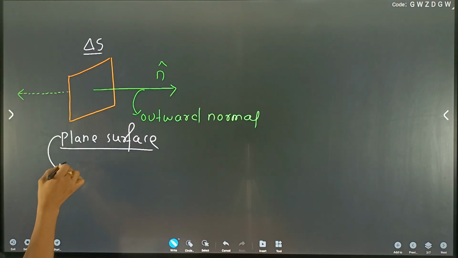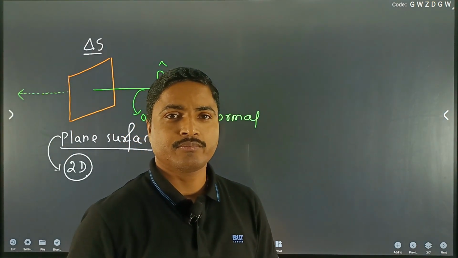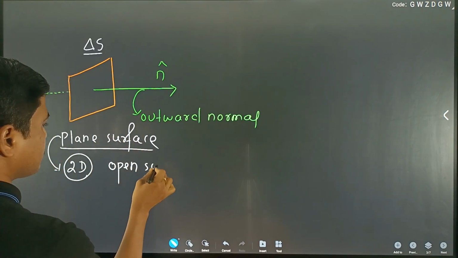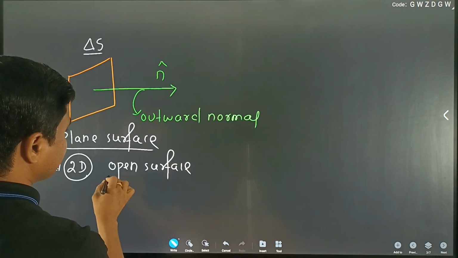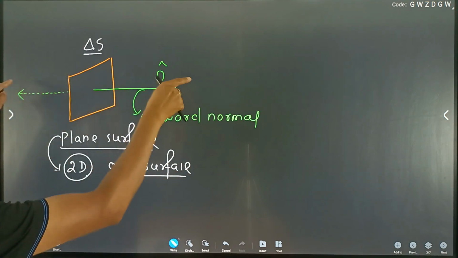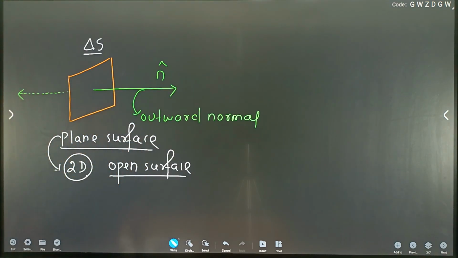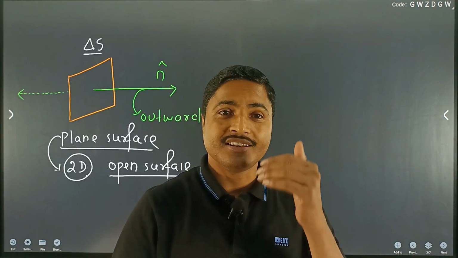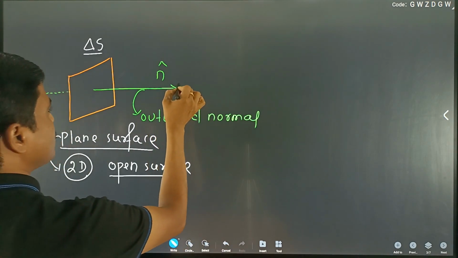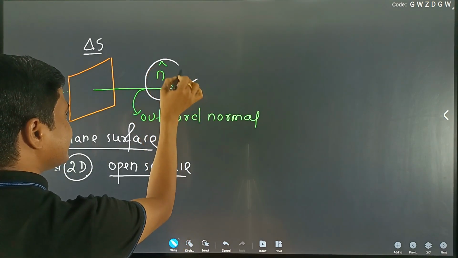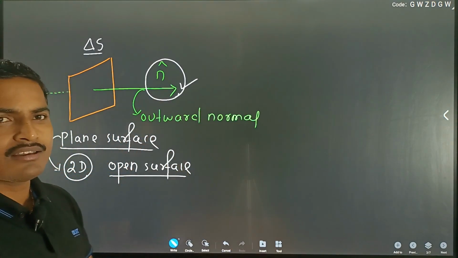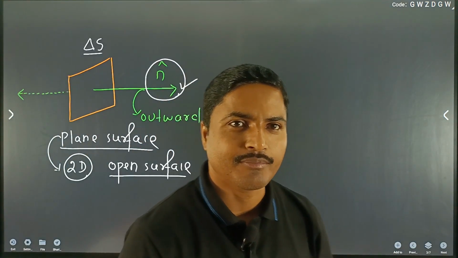This is a plane surface, and that is a two-dimensional case, because a plane is two-dimensional, and that is not a closed surface, that is an open surface. That means in the case of an open surface, we draw two normals. One is in the outward direction and another is in the backward direction. And in the case of area vector, the direction of the area vector is always outward. Clear? This outward normal is the direction of the area vector.